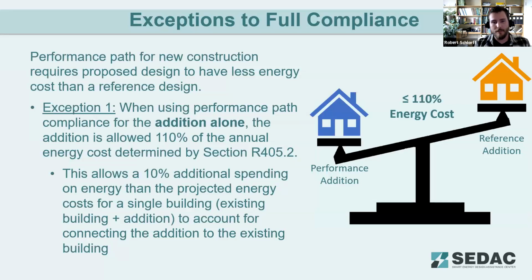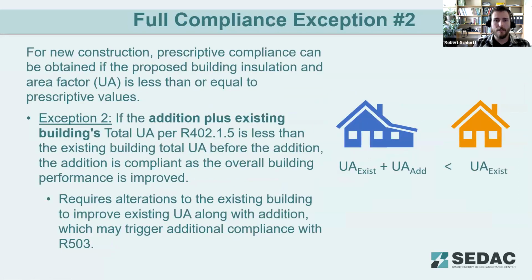We know that existing buildings can be in all sorts of different conditions. Maybe you're putting on a very high performance addition onto the building, but the existing building is not necessarily high performance. This is giving you a 10% buffer there to make up that difference. So this is the first exception to full compliance for an addition that is changing space conditioning. We'll go to the second exception here. So again, this is similar to the performance path for new construction. The process, the approach with modeling is similar. The target is what's slightly different here.